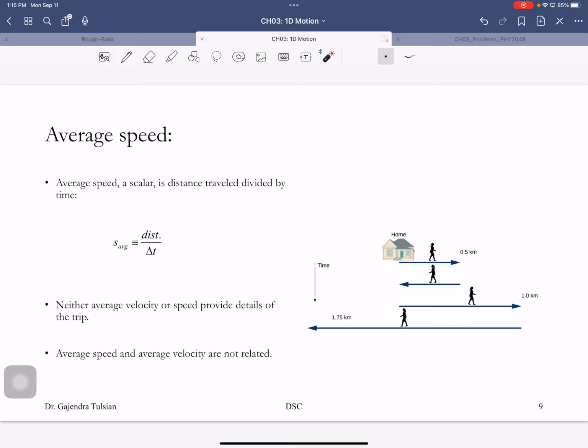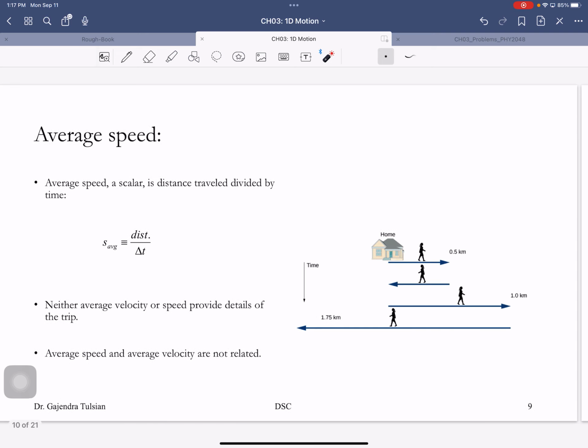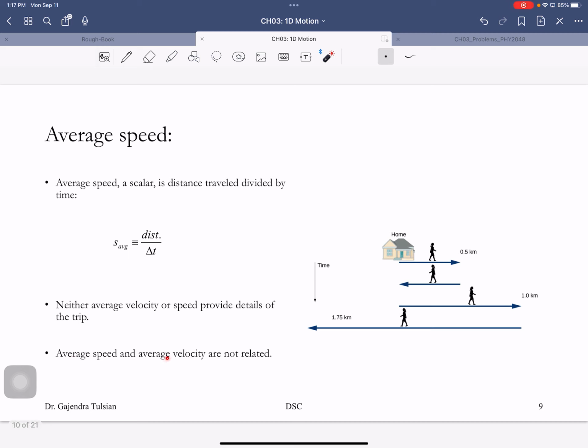So you go to Palm Coast and come back, your average velocity was 0. Your average speed is, I'm sorry? Something. It's not 0. It'll be smaller the longer time you take to cover the same distance, and if you take less time to cover the same distance, the average speed will be higher. So average speed and average velocity are not related. But it turns out we will talk about instantaneous velocity and instantaneous speed, and they'll be related. So these two are not related.